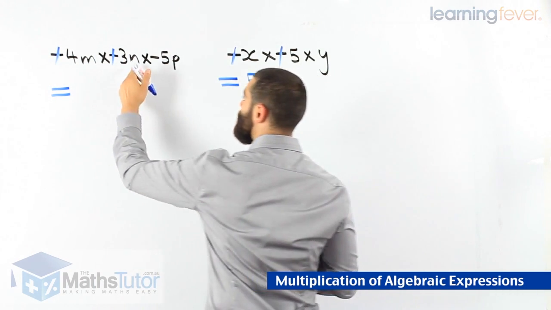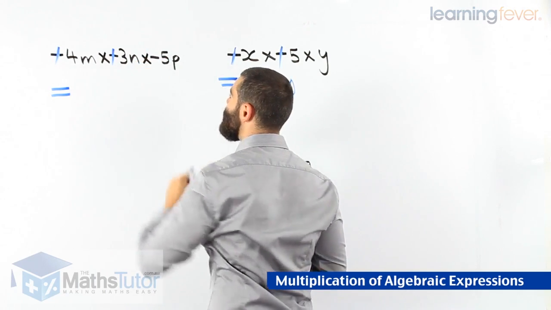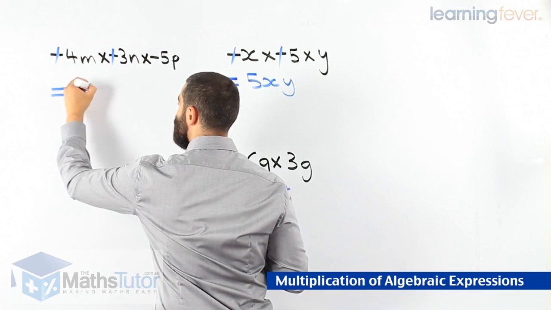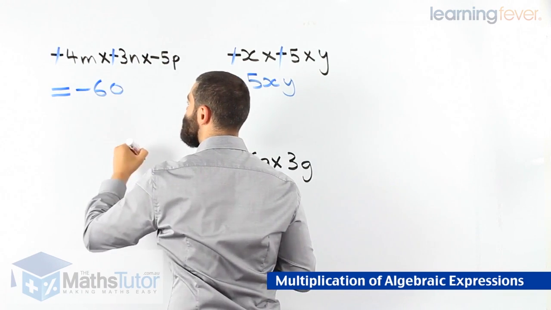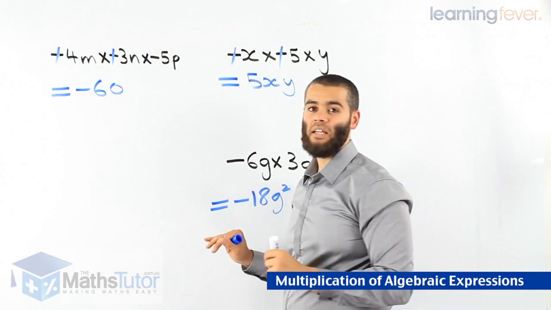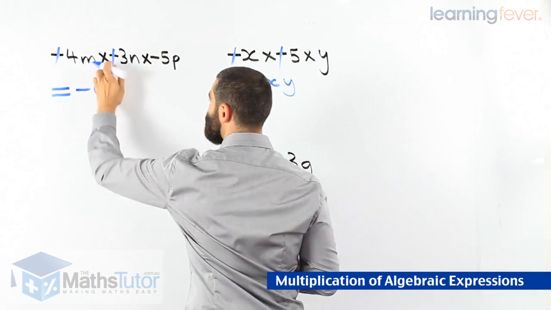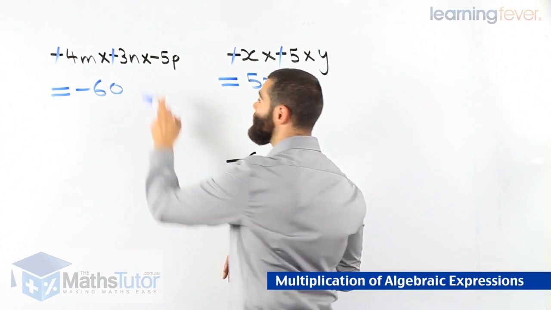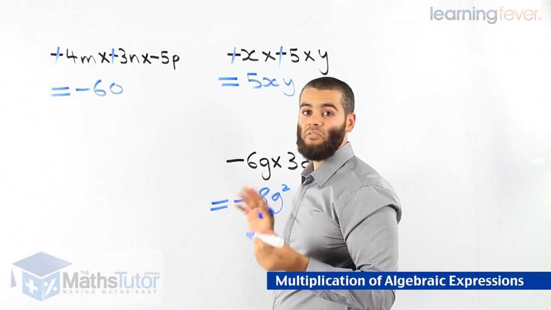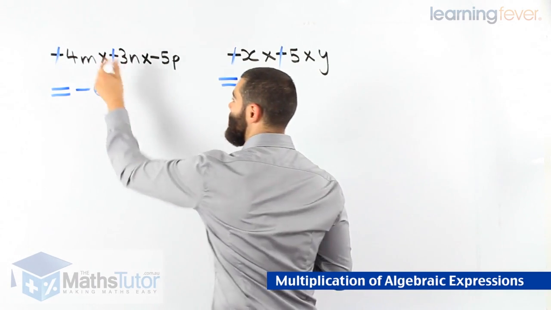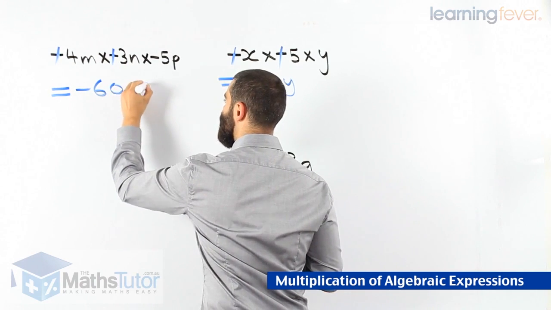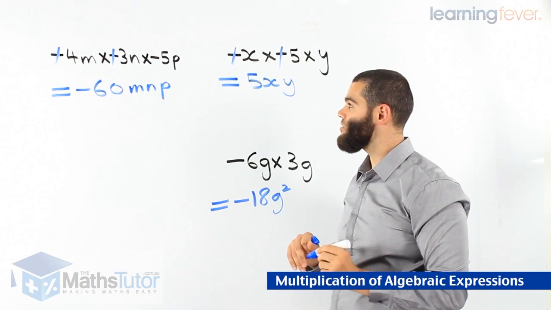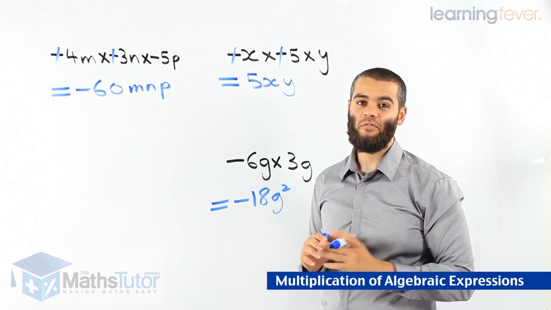Then 12 times negative 5, so 12 times negative 5 is negative 60. So negative 4 times negative 3, the two negatives cancel. 4 times 3 is 12. 12 times negative 5 is negative 60. Now, m, n, p. We put our pronumerals. Negative 60mnp is our final answer.